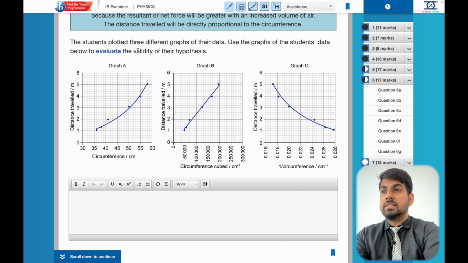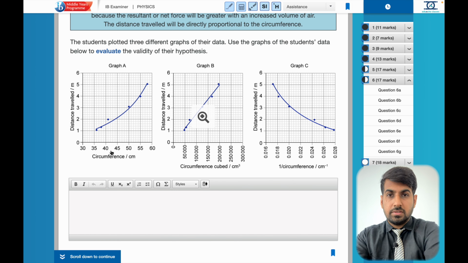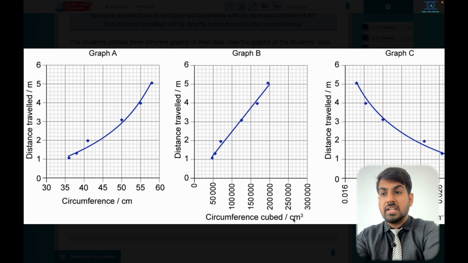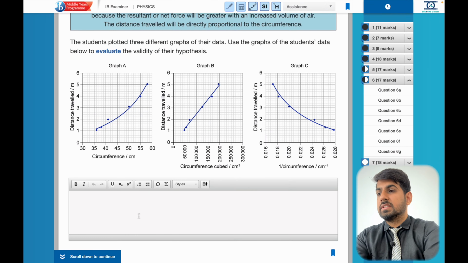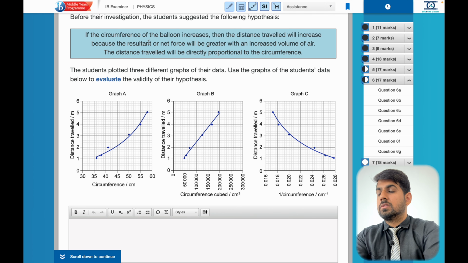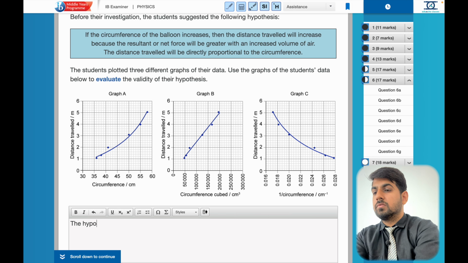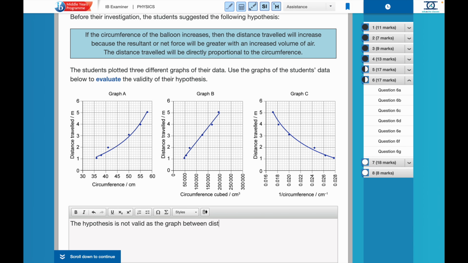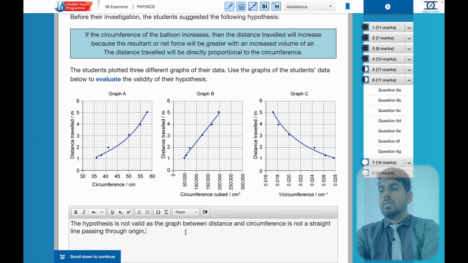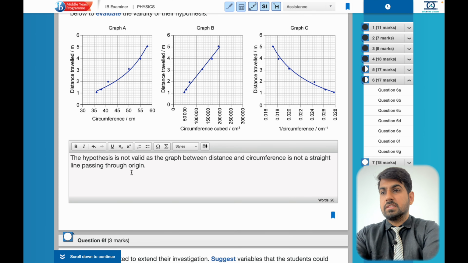Now guys, if you look, they are saying it's a directly proportional relationship. For a directly proportional relationship, the distance and the circumference should form a straight line that passes through the origin, or in other words, their slope should be constant. But if you look at graph B, it is with respect to centimeter cube, and the circumference is not in centimeter cube, circumference is in centimeter. So this is the graph, but it is not a straight line. So what we can comment is, the hypothesis is not valid as the graph between distance and circumference is not a straight line passing through the origin. Okay, so I think this much is quite enough.